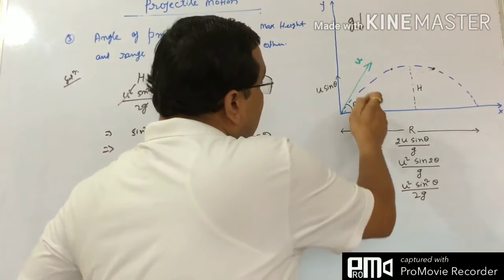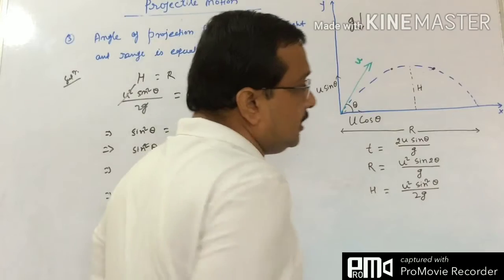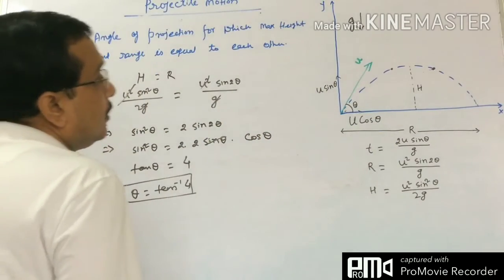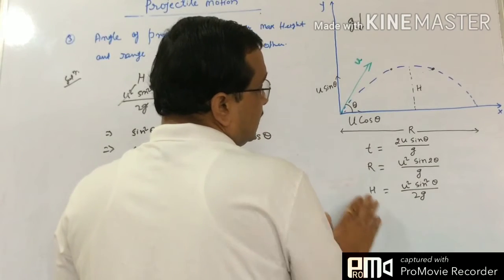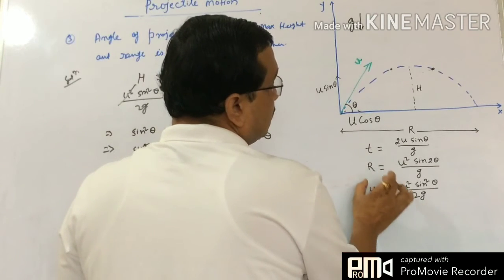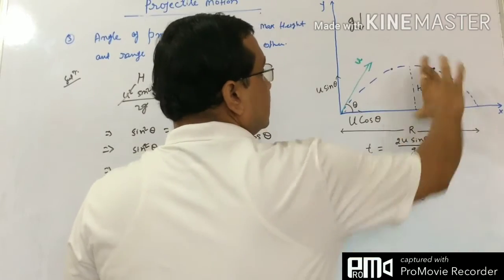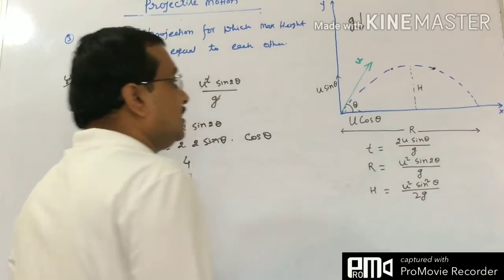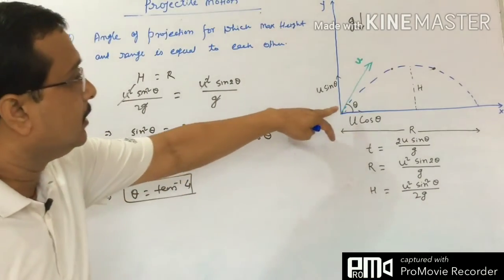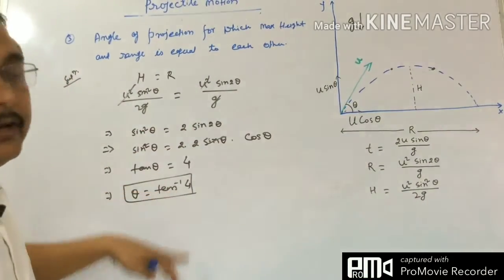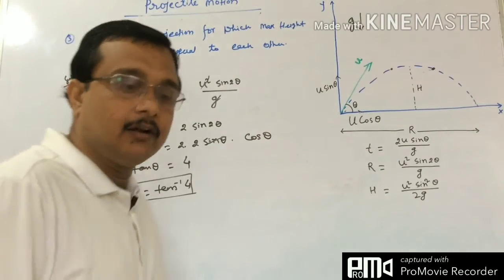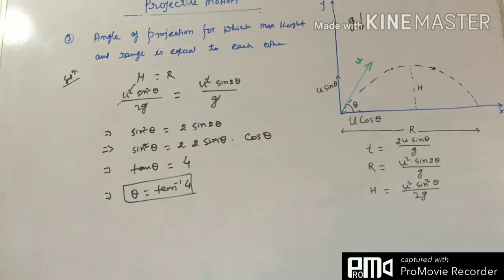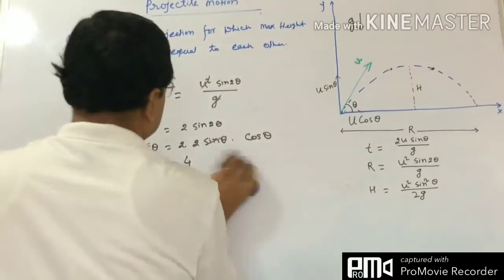So if the angle of projection theta is tan inverse 4, this particle will conclude its motion in such a way that its maximum height is equal to horizontal range, means this distance is equal to this distance. That can only be achieved when this particle is thrown at an angle of tan inverse 4. So remember it. We shall write some other points also. Just see what are the points.